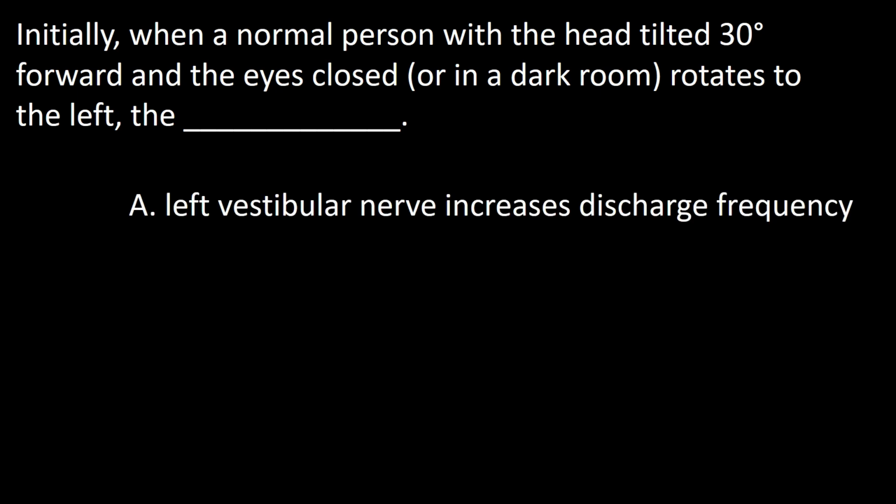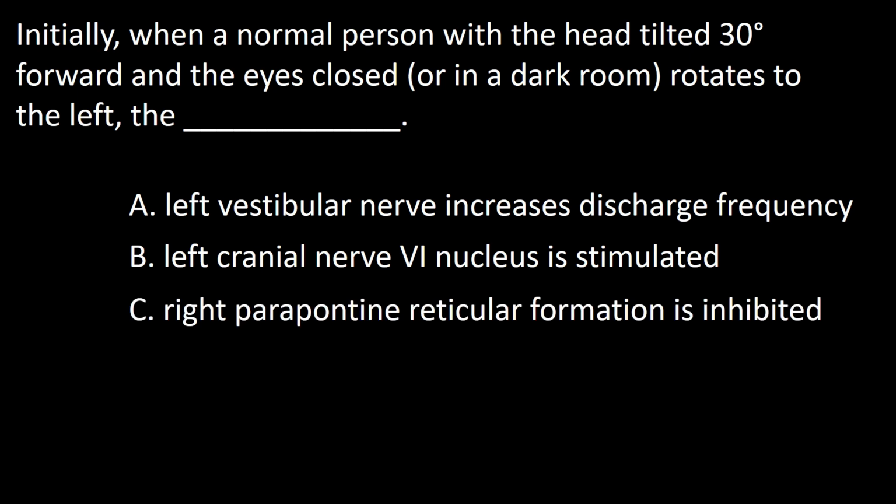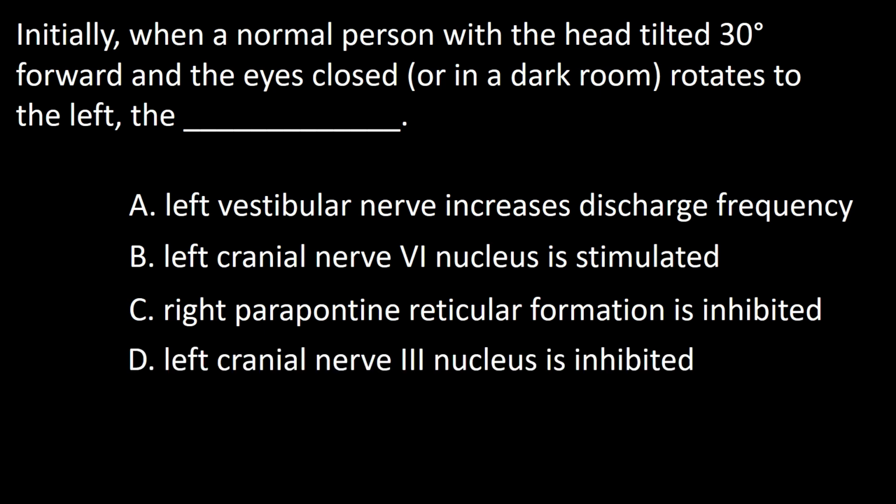A. Left vestibular nerve increases discharge frequency. B. Left cranial nerve 6 nucleus is stimulated. C. Right parapontine reticular formation is inhibited. D. Left cranial nerve 3 nucleus is inhibited.